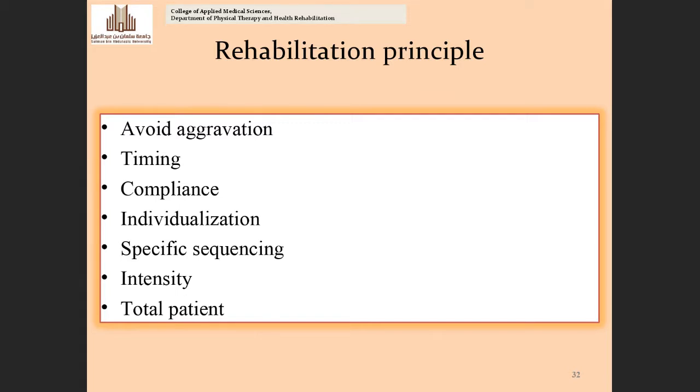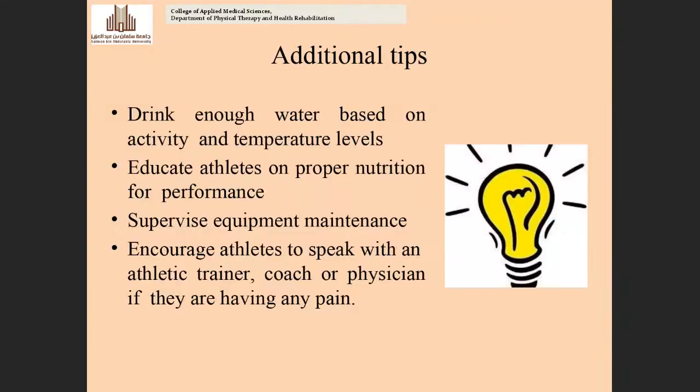And individualization for every patient. The treatment should be specific, so an individualized treatment protocol should be given. Then specific sequencing: the treatment should be given in a proper order. The intensity of the treatment: select the intensity according to the type, according to the person, or according to the game. And we have to consider the amount of patients who are involved. These are some of the important principles when you are treating sports injury patients.